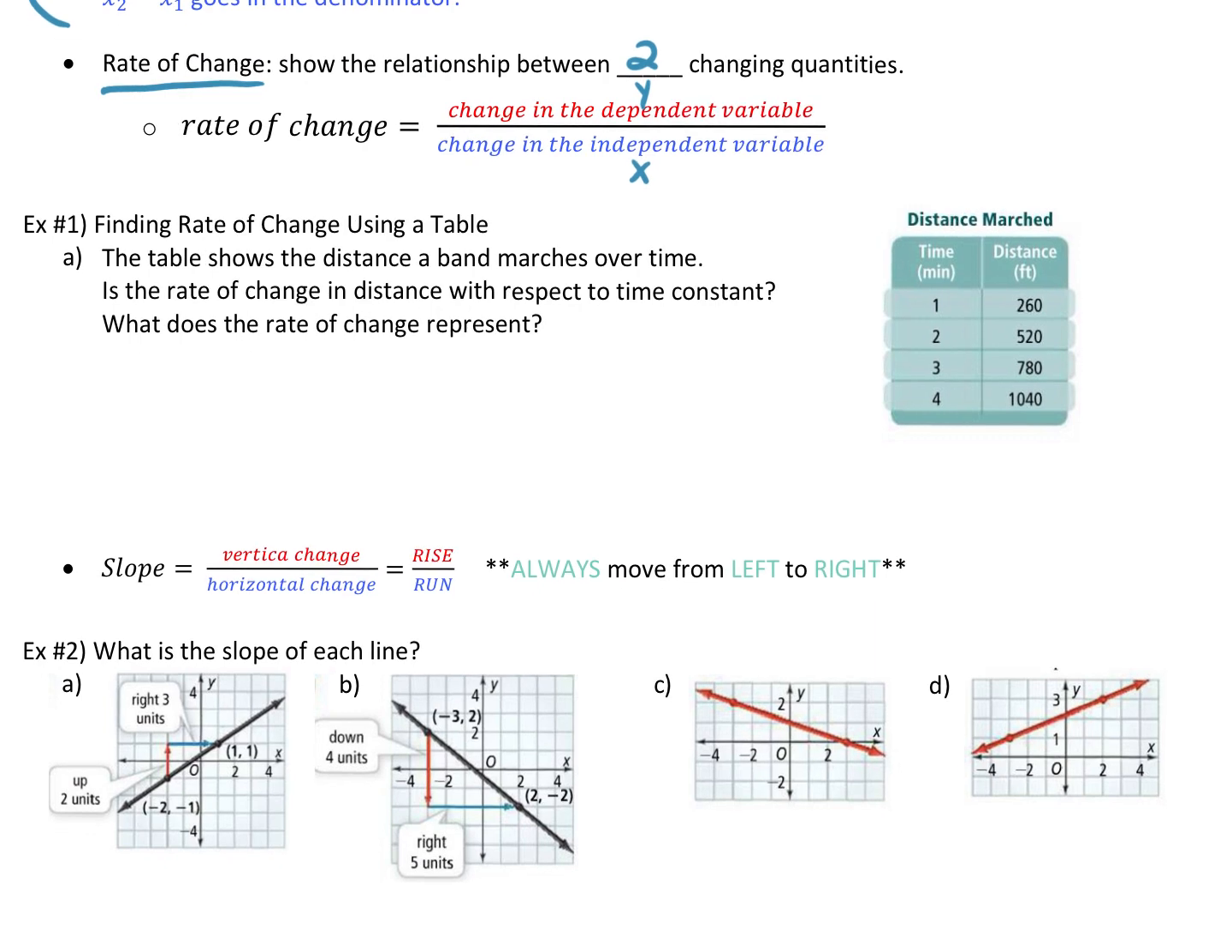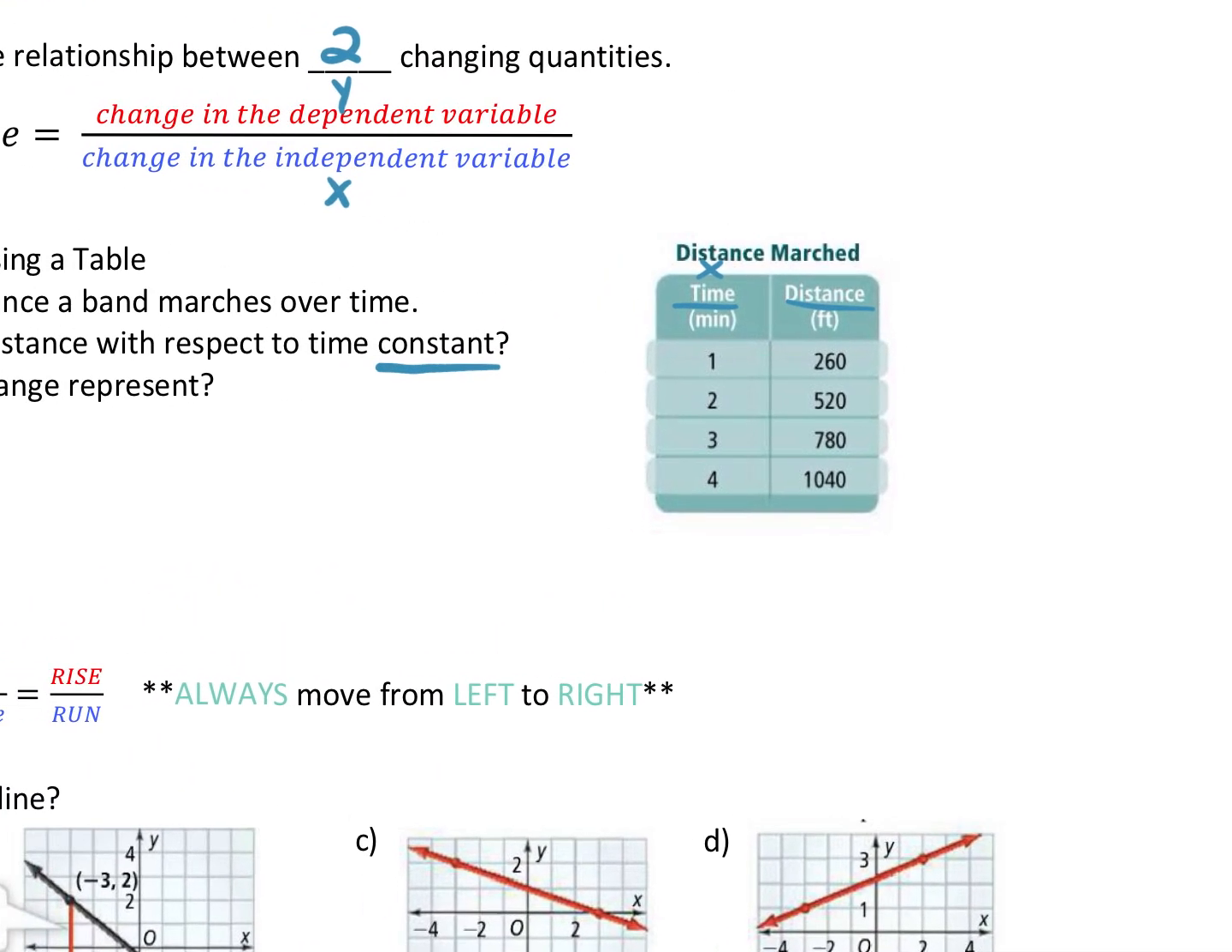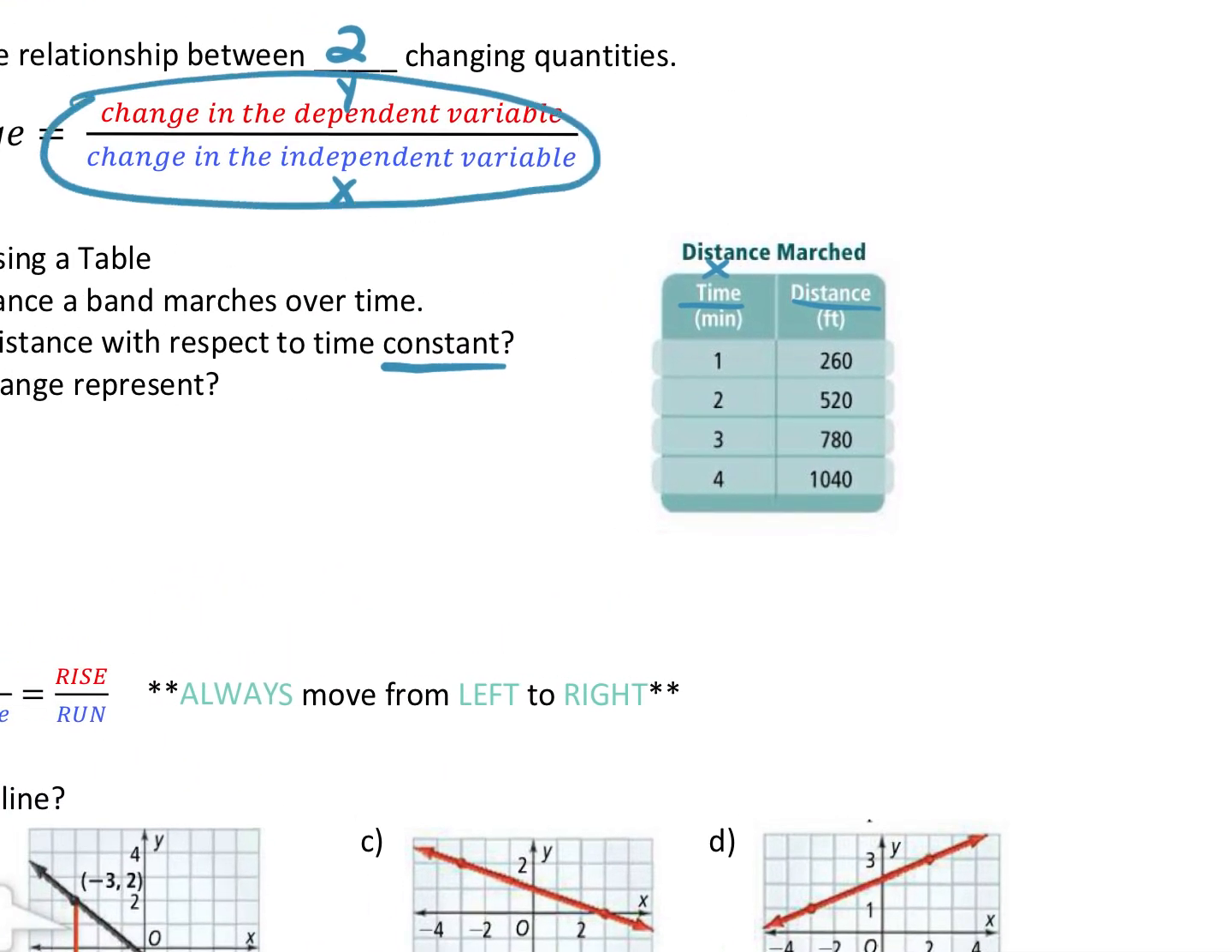If you look at this first example, they give you a table. It says the table shows the distance a band marches over time. So distance and time. Remember we said time is typically our X. Is the rate of change in distance with respect to time constant? What does it mean for something to be constant? Stays the same, unchanging, right? So is this constant in their rate of change? Do you know how you can figure that out? We can add it. We said this change in the dependent divided by change in the independent.